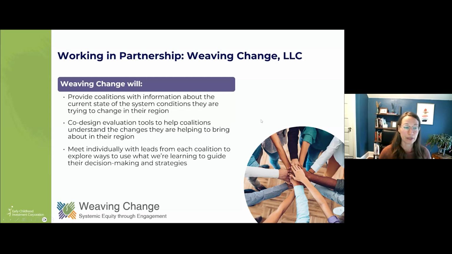Finally, third, thank you. We'll be meeting individually with the leads and potentially co-leads from each coalition to talk about the changes and initial wins that you're starting to see, and explore ways to use what we're learning to guide decision-making about strategies and implementation. Again, we'll be doing this as we go instead of waiting until the end, so that information is even more useful to inform your decision-making.